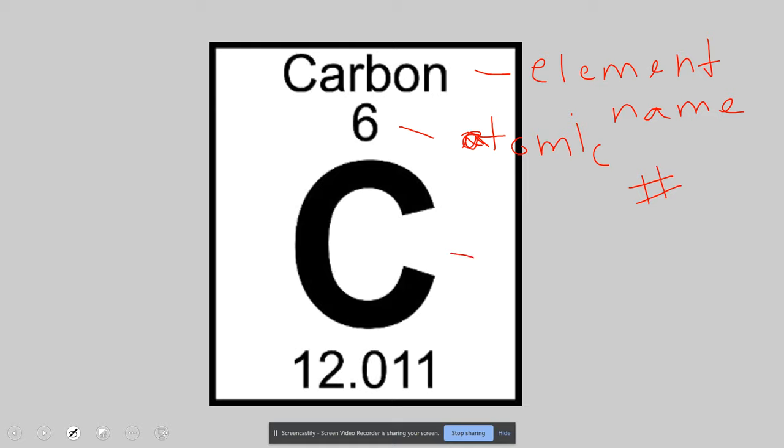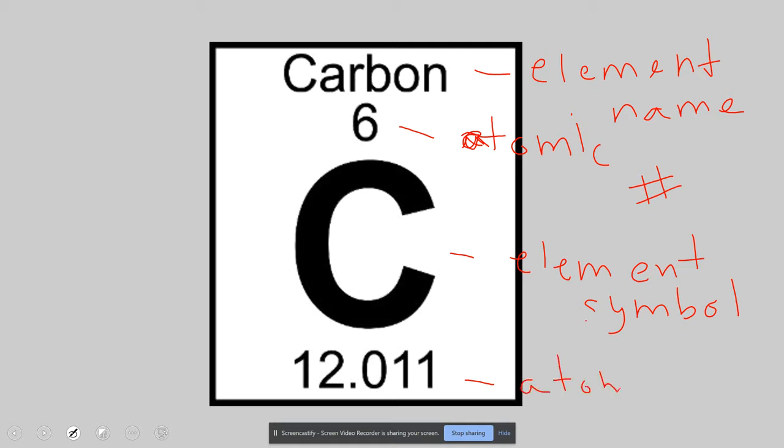Then we come down to the C. This is the element symbol. So this is carbon's symbol, which is C. And you'll notice that each element has its own unique symbol, and that's how we identify that specific element. And then lastly, this bottom value, this is the atomic mass.